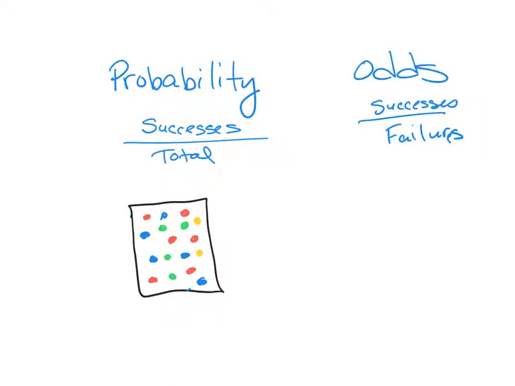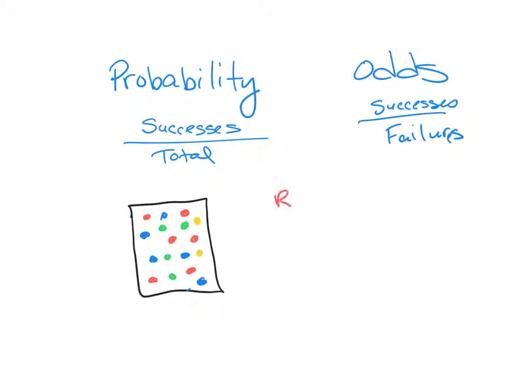So when we have probability, we have successes over total. When we have odds, we have successes over failures. So we're going to find the odds and the probability of some things given this jar of marbles here. First of all, let's count how many of each color.